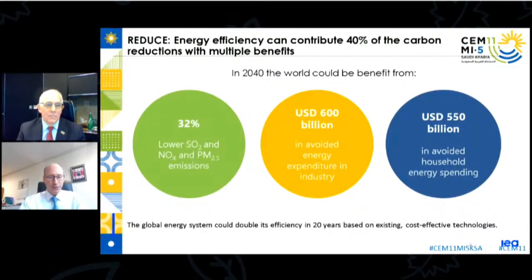32% lower SO2 and other pollutants, $600 billion US in avoided energy expenditures, 550 billion US dollars in avoided household energy spending, a full 40% of the carbon reductions coming from just energy efficiency across buildings, across industry, across transport. Next slide, please.